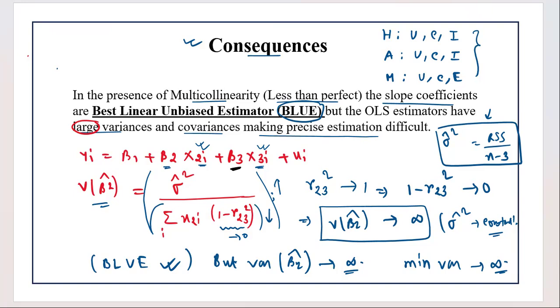Variance of beta 3 cap, here it will come with x3i. Everything else will be the same. Here only you will have x3i. So I hope you understand the first consequence.